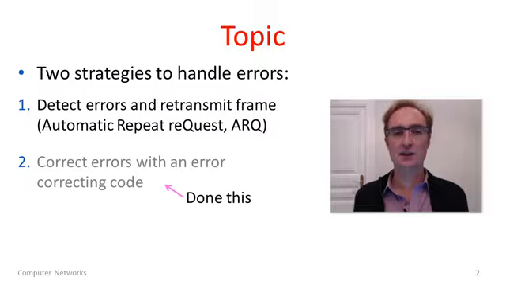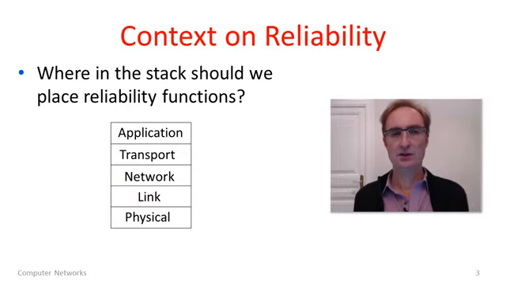The second strategy is to correct errors with an error correcting code. Send enough information as part of the message that the structure can be checked and any errors that occur along the way can be corrected. We've already looked at how this strategy works as part of our exploration of the link layer. And I'll give you just a little bit of context on reliability in general before we jump into retransmissions.